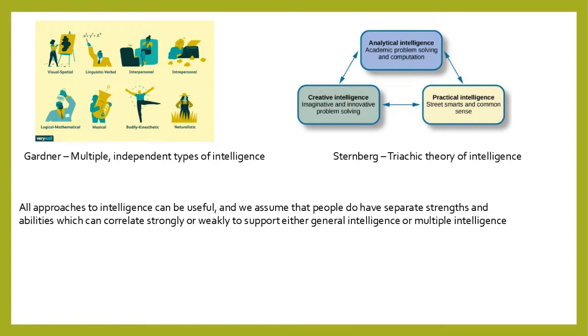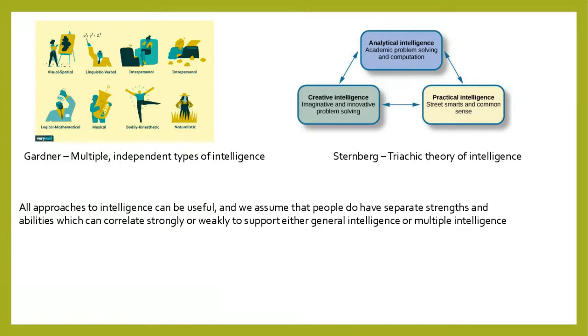And Sternberg, similarly, has a triarchic theory of intelligence. So he's got 3 different kinds of intelligence, and somebody can have all 3 or just one. Analytical intelligence, that's problem solving and computation. Practical intelligence, we often see that as street smarts and common sense. And creative intelligence, imaginative and innovative problem solving. So again, different types of intelligences, the triarchic theory.